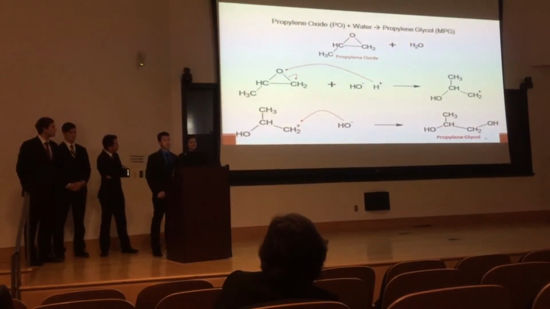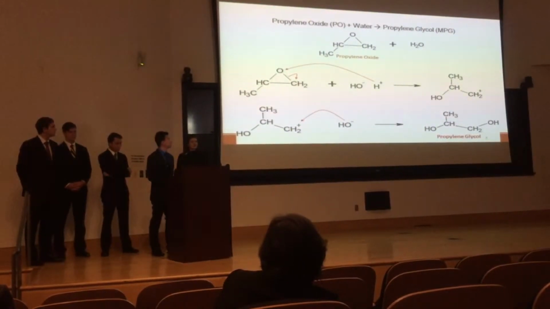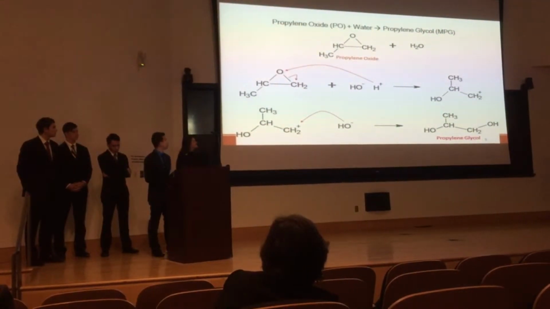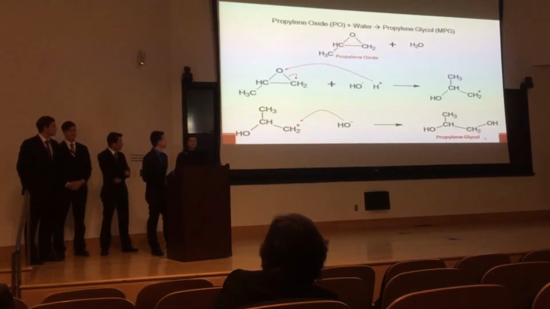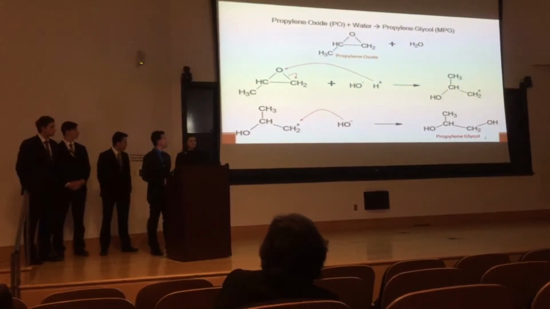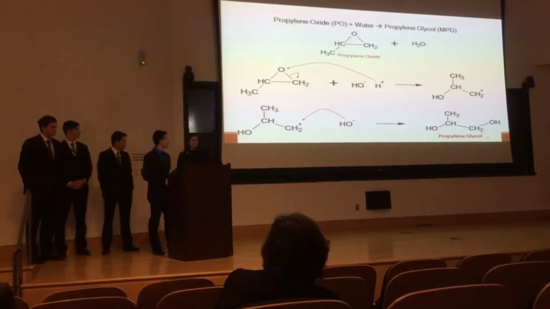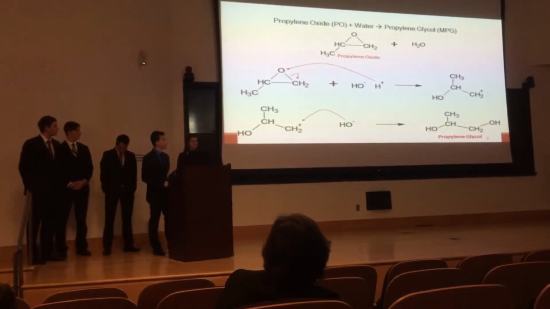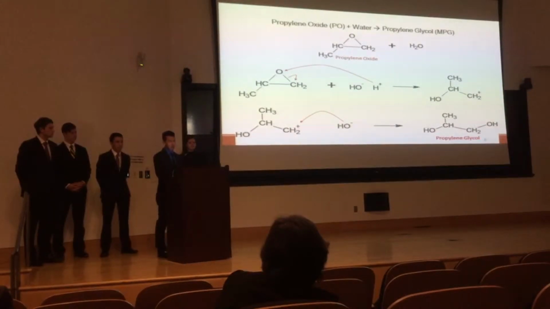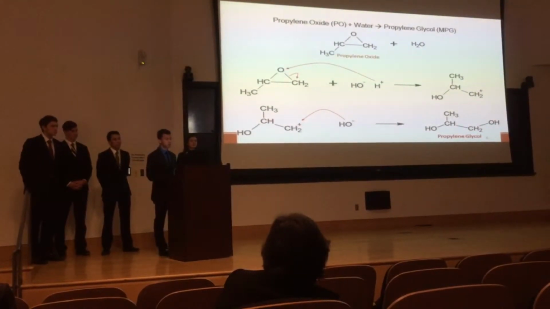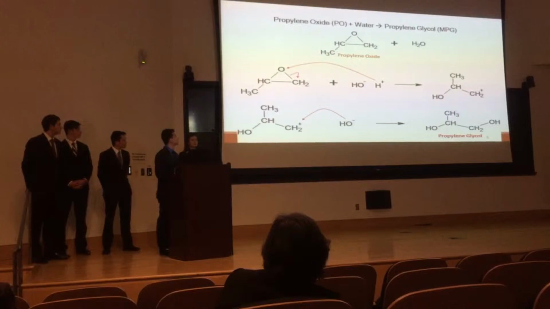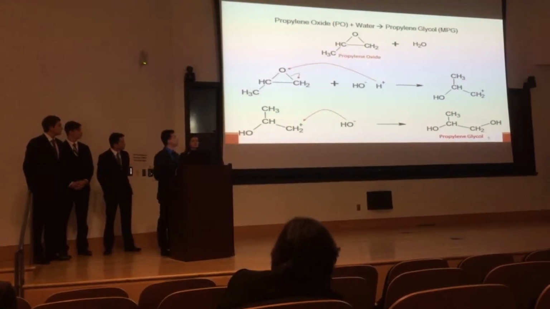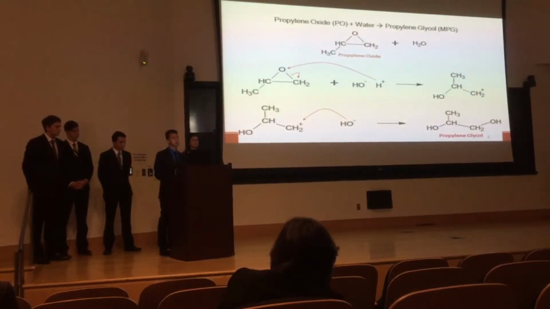You can see on the slide the mechanism is easy to understand. Here, the hydrogen attaches to the oxygen, breaking the bond between the oxygen and the base group, leaving the base group with a positive charge. After that, the hydroxyl group of the water attaches to the base group and creates the propylene glycol. Because of the high temperature, we want to keep the reactant in liquid form, and therefore we increase the pressure.